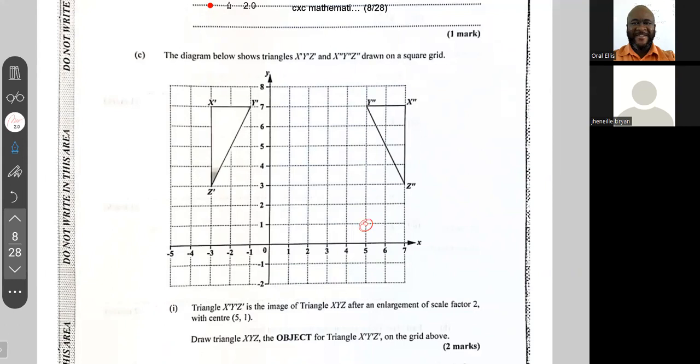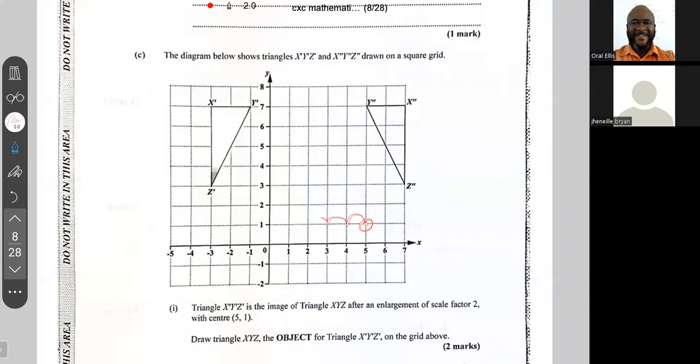Here's what I'm going to use. Whatever is the distance from the center to the image, to get to the object, I'm going to halve that distance. Because since the scale factor is 2, the distance from the center to the object is going to be doubled to get to the image. So since I have the image, the distance from the center to the image is going to be halved to get to the object. So from the center to Z prime, this is what?